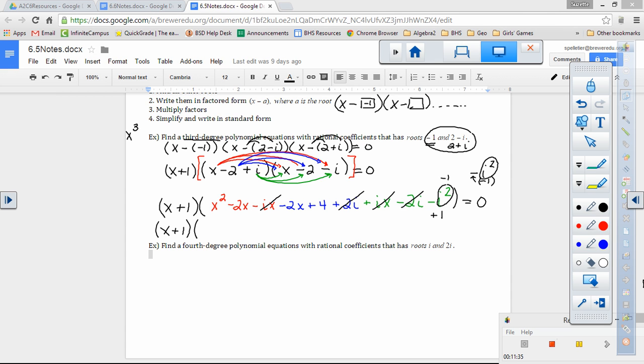So if something's not canceling, you've probably made a sign error. You want to go back to the beginning and double check your multiplication, double check your signs, okay? So that's a great hint, something for you to maybe note that should happen every time.